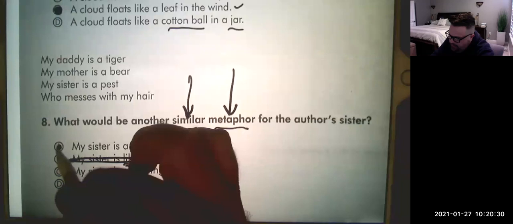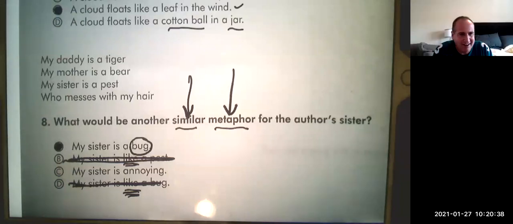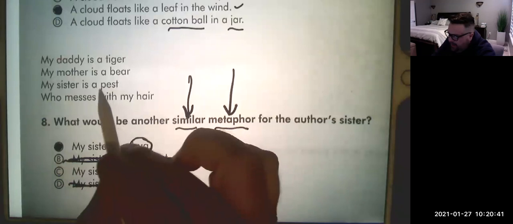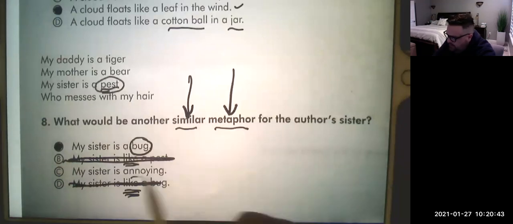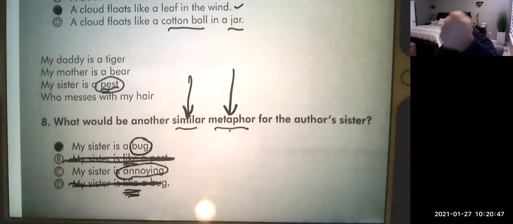You would be correct. Remember, you've got to compare it to a thing, right? Annoying is what somebody is to you, but annoying is not a thing. She could be annoying, so don't let that fool you. You're going to think pest and annoying, but remember, when you see metaphor, you have to be compared to something. You can't hold annoying in your hand, right? That's right. She could be annoying.